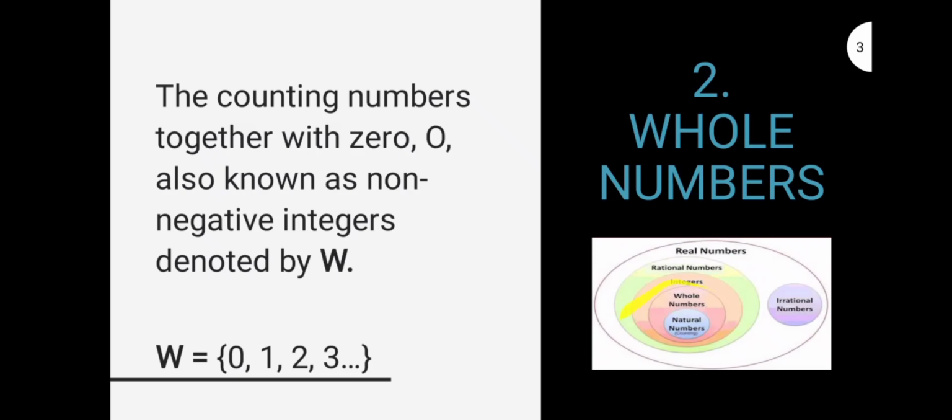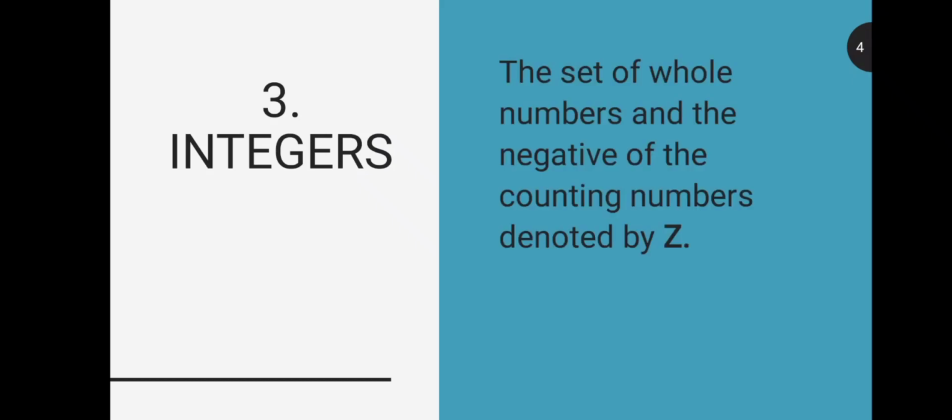As you can see, we have here the whole numbers and it includes the counting or natural numbers. Kasi nga, whole numbers are just counting numbers with 0 being included. Okay, let's proceed to the third one, which is the set of integers. This set is the set of whole numbers and the negative of the counting numbers, denoted by Z. So the set of integers includes all the numbers from negative infinity up to negative 2, negative 1, then 0, 1, 2, up to positive infinity.